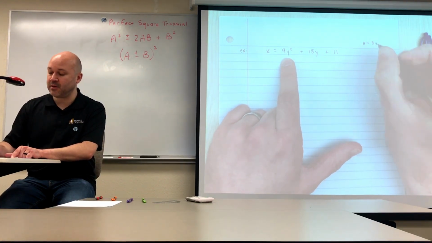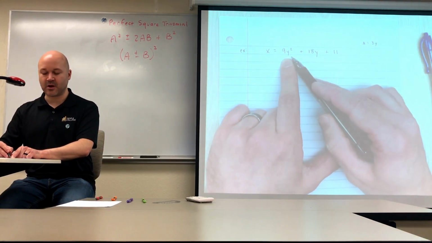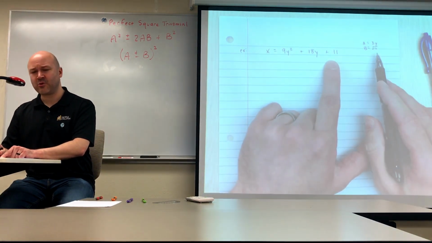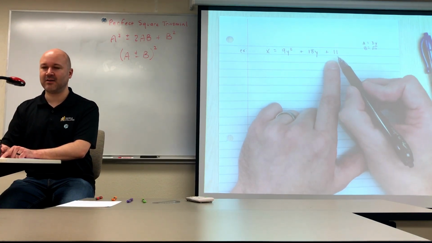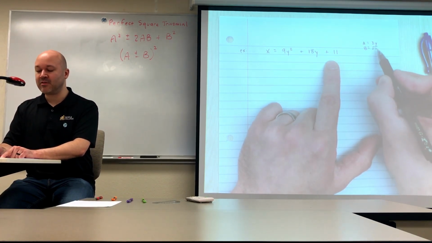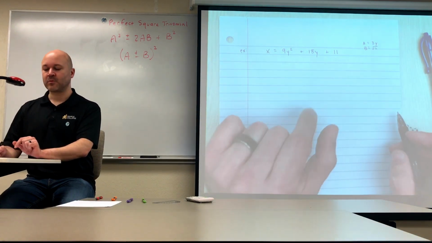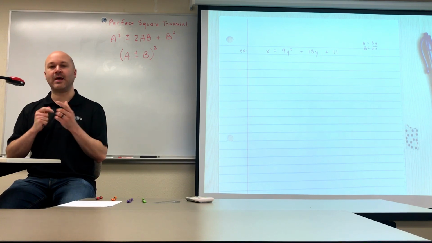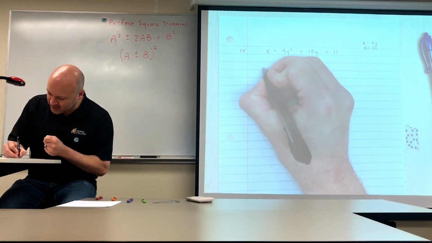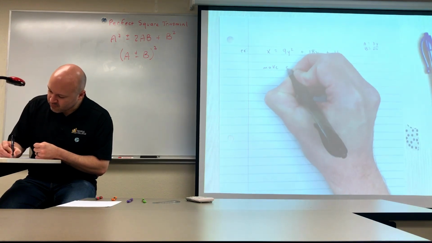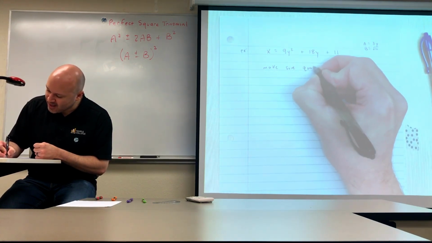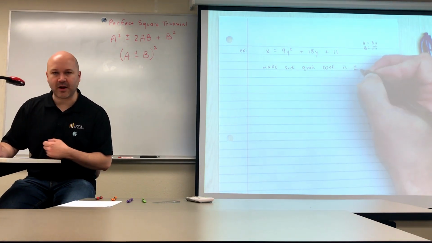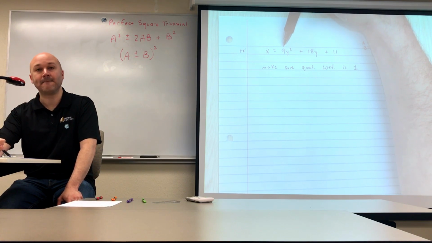A is 3y because 3y times 3y is 9y squared. But B is the square root of 11. The square root of 11 times the square root of 11 gives me the 11. So if I double that, I'm not going to get 18y. I would like, though, to create a perfect square trinomial. Now, when I do, I need to make sure that the quadratic coefficient is a positive 1. Right now, it's a positive 9.